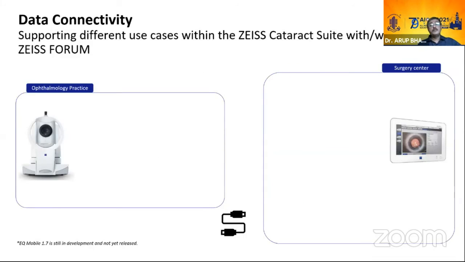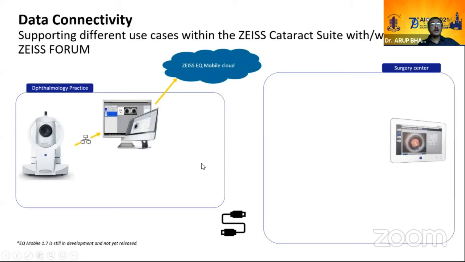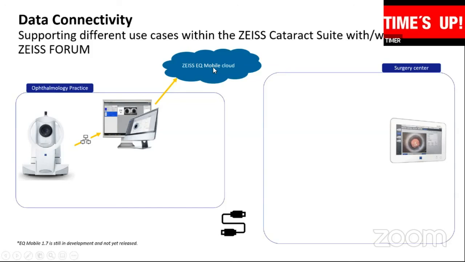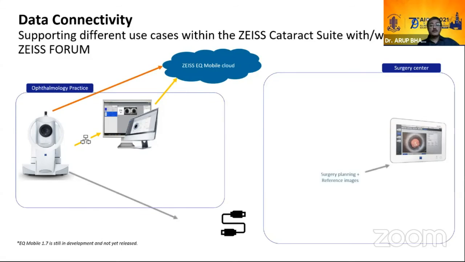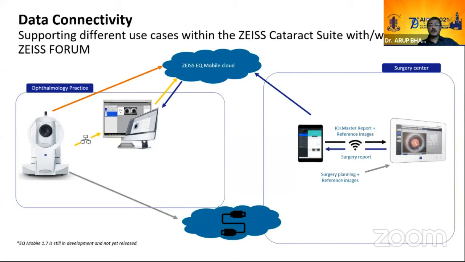Data connectivity is also a very important part of the IOLMaster 700. It captures the image. You can plan on the device, you can plan on the dock. You can transfer the data to the cloud. You can plan whenever on mobile, or you can pass this data into the OT, and you are able to do markerless surgery.